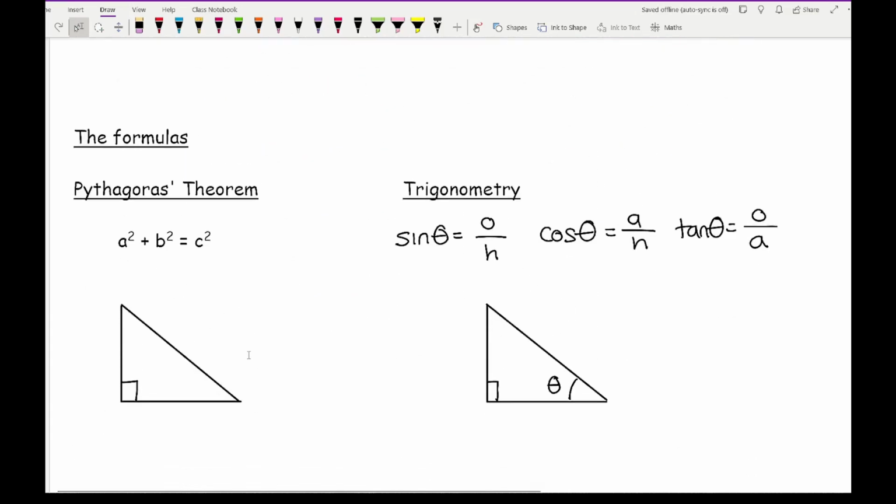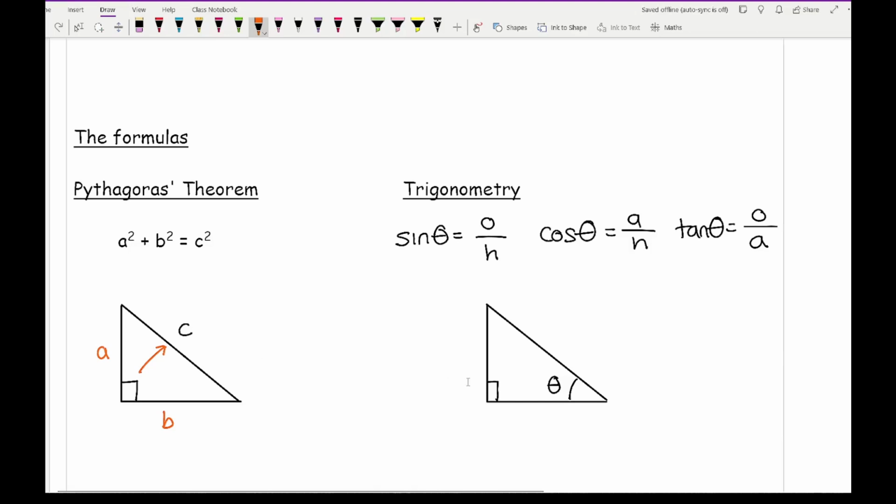Now with the formulas you're probably all accustomed to. With Pythagoras' theorem it's a squared plus b squared equals c squared, and c is always the side that is opposite the right angle, so that's always going to be the case. Now when it comes to a and b, they're the two shorter sides, so it doesn't really matter which one you call a or b. Generally if you're finding the shorter side, I would always start by calling a the x, just to make solving the equation that little bit easier for you.